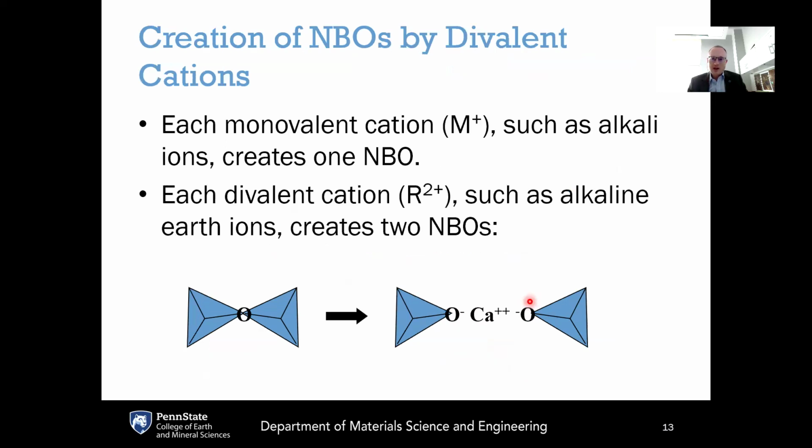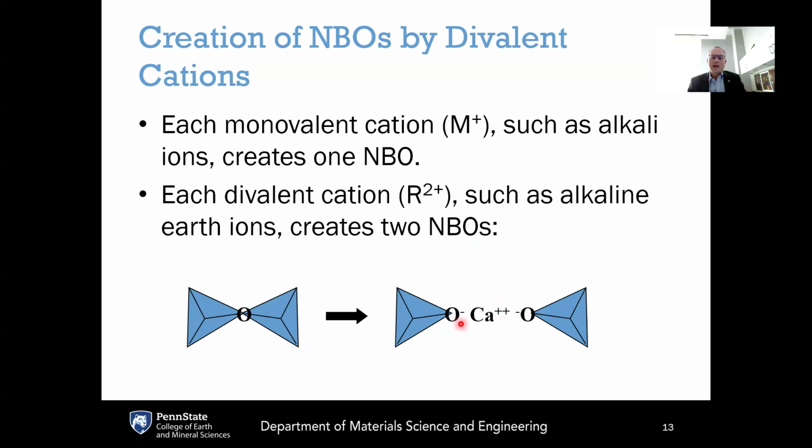What about divalent cations? Each divalent cation, like calcium or magnesium or strontium, with a 2+ charge, can create two non-bridging oxygens. So if calcium oxide comes in, it will break up this bridging oxygen bond and form two non-bridging oxygens. The calcium oxide formula unit is bringing in one of the oxygens. Each of the oxygens has a dangling bond with a -1 charge. The calcium has a +2 charge, so it's able to charge compensate both of them.